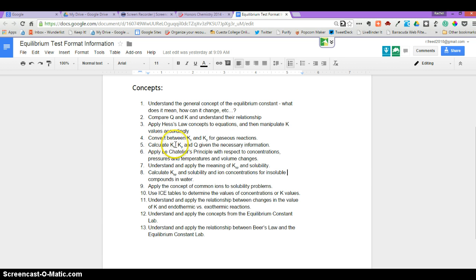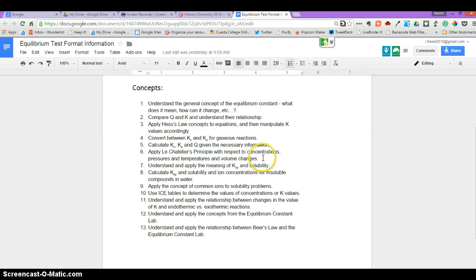You need to be able to calculate Kc, Kp, and Q, okay, from an ice table or if you're given initial concentrations, etc. Apply Le Chatelier's principle with respect to concentrations. If you add more reactant or add more product, which way does it shift? With respect to pressure, if there are gases and you increase the pressure, which way does it shift? It should shift towards fewer gas molecules. And temperature, which way does it shift if you heat it up? That depends on if it's exothermic or endothermic, so review that.